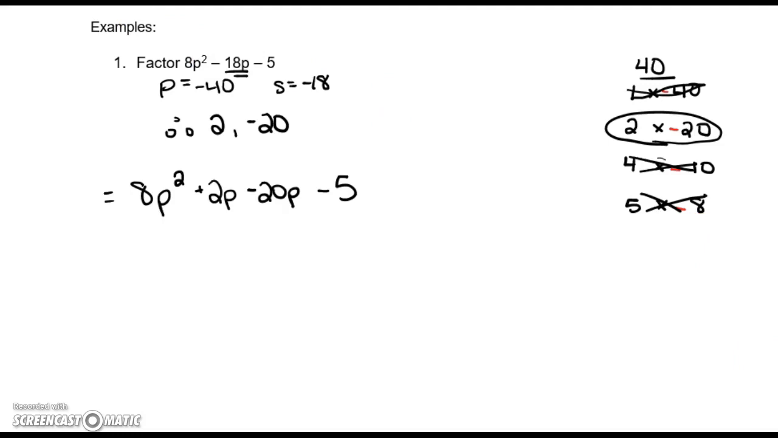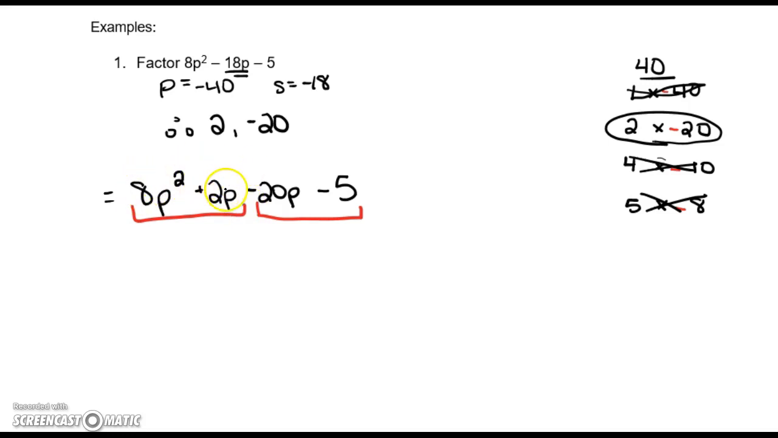Now we can move on to step number 2, which asks us to pull out a common factor from each of our groups. So I'm going to put a box, or a little lid, or whatever you want to call it, around the first two terms and then the last two terms. Looking at our first set, we have 8p squared and 2p. One thing we're going to do here is consider first the numbers, and then we can consider the variables afterwards.